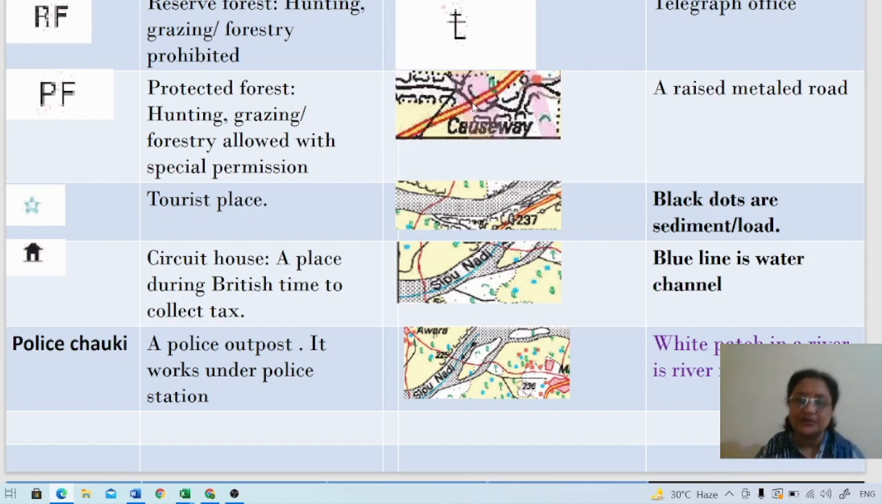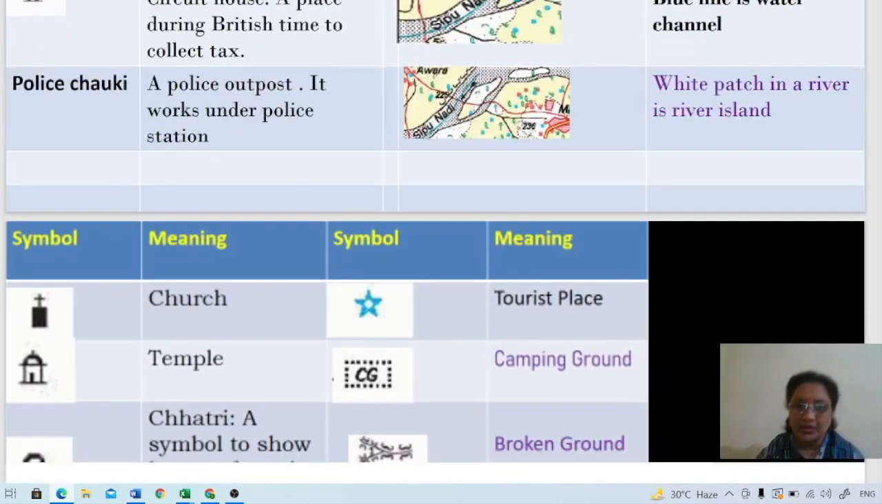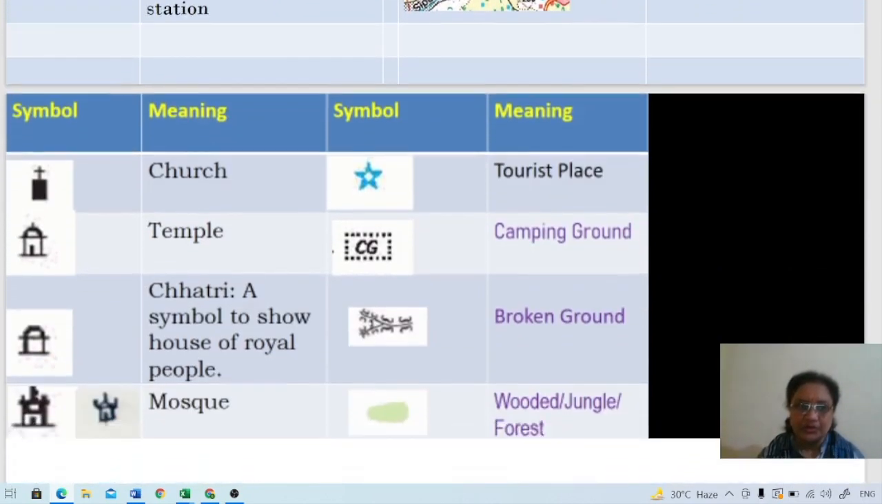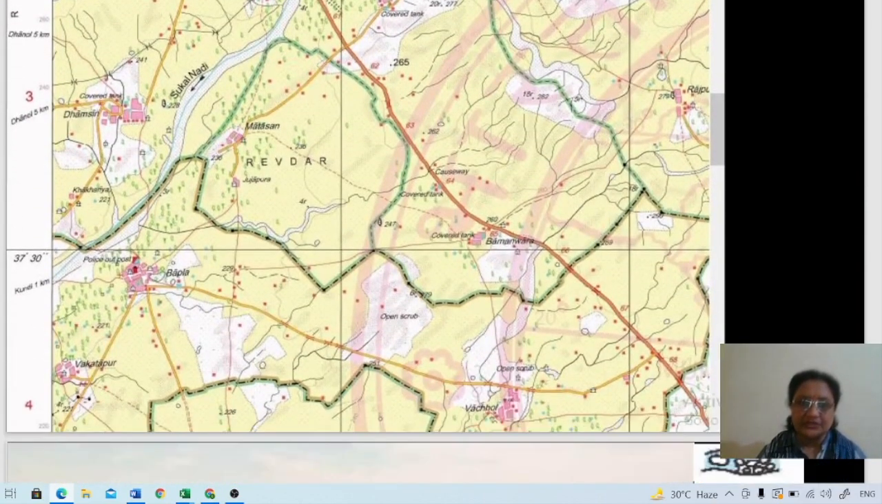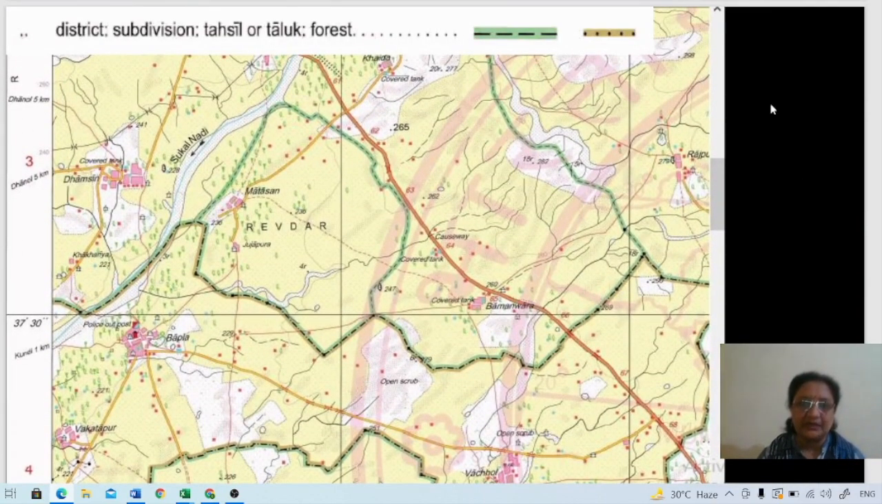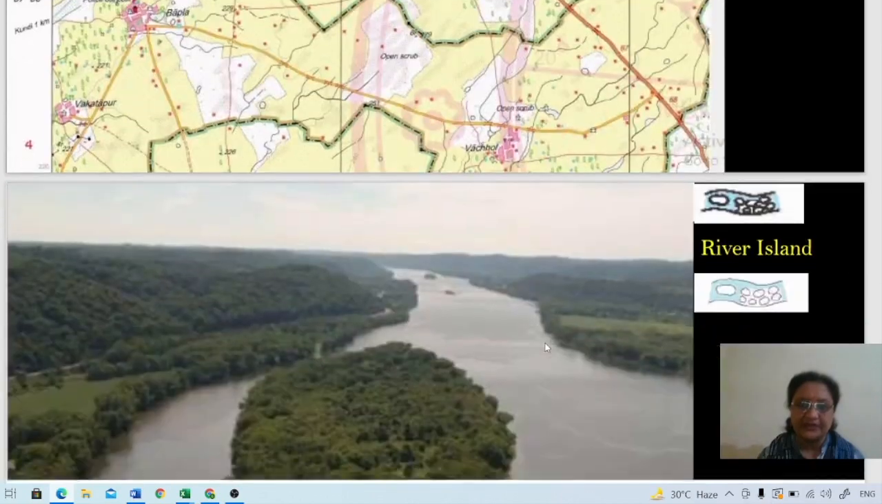Causeway is basically a raised metal road, right, which is constructed over a stream, generally a seasonal stream. Okay, so let me show you if I get that picture. In this you can see very clearly again the various boundaries are shown. Okay, you can easily identify all these.